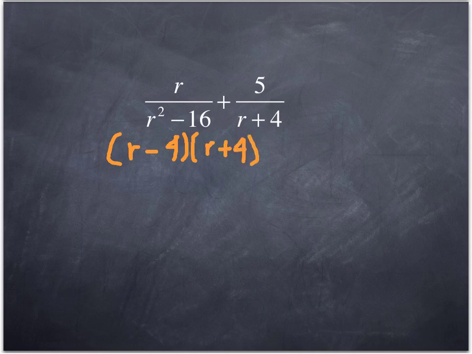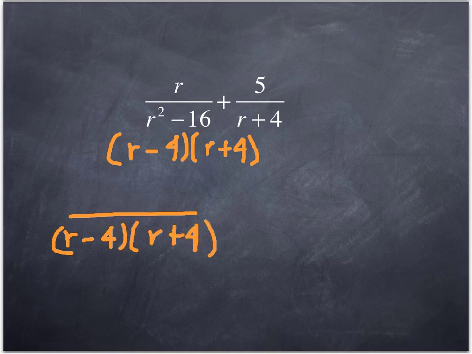And that might help you see what the common denominator here is going to be. We already have an r plus 4 here. We have this broken down to minus 4 and plus 4. So I would bet that our common denominator in each case will be the whole thing, r minus 4 times r plus 4.